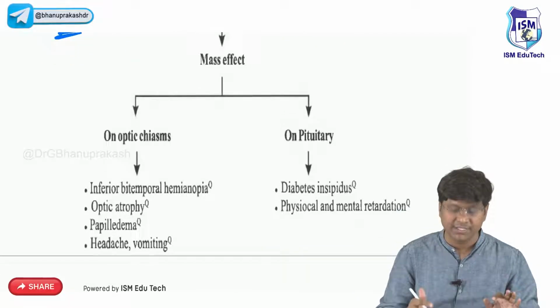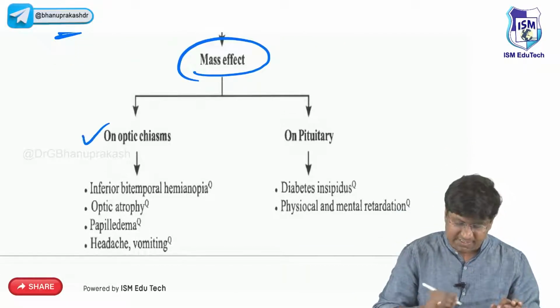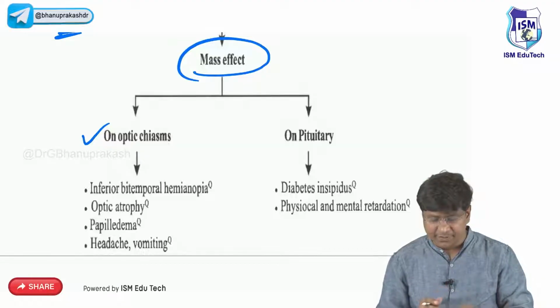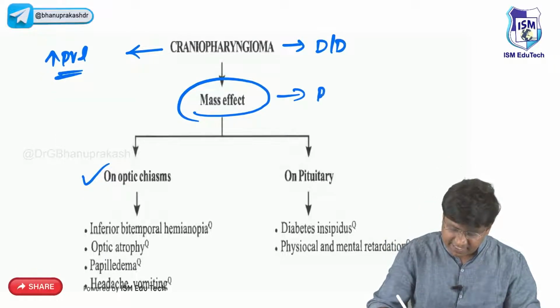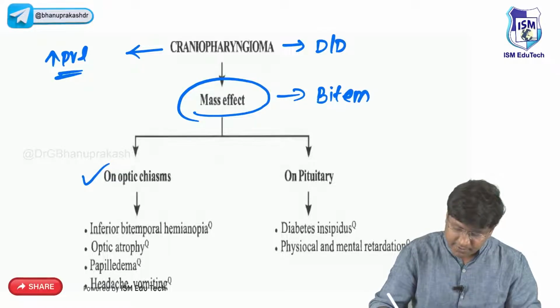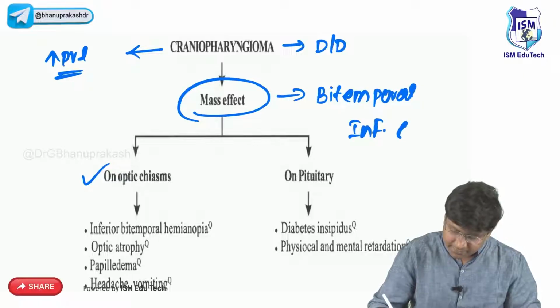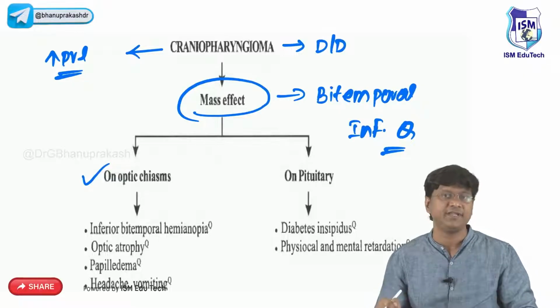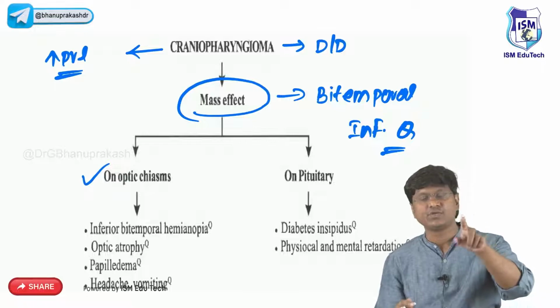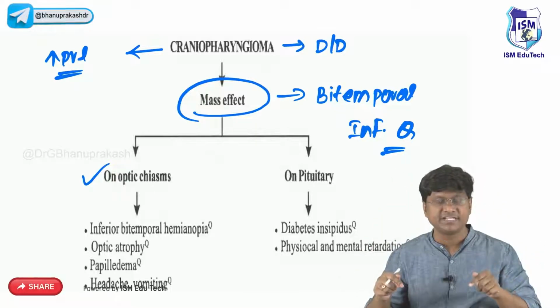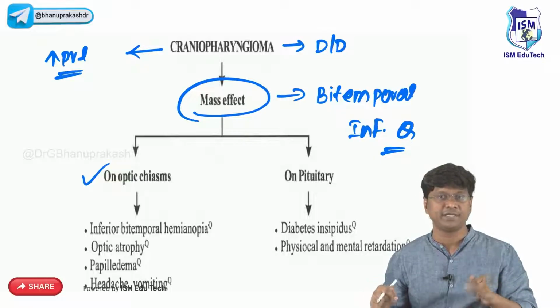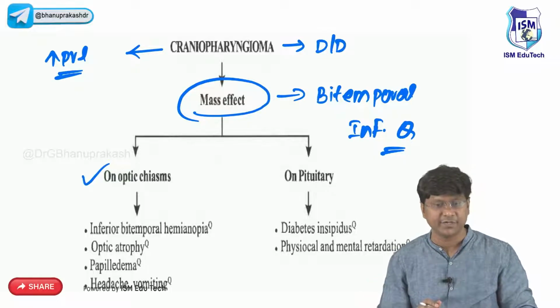Now, along with that, this craniopharyngioma will also cause a mass effect. That is, it will cause compression on the optic chiasma. But here the manifestation will be in the form of bitemporal inferior quadrantanopia. Whereas in case of prolactinoma, it is bitemporal superior quadrantanopia. But here it is bitemporal inferior quadrantanopia. That is what you will have in patients with craniopharyngioma.